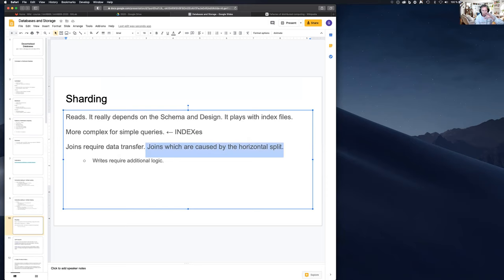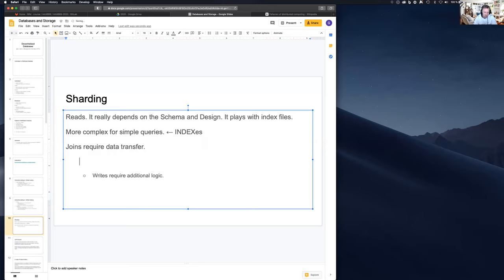And we do have joins because of the horizontal split. So we do two tricks here. One trick, of course, is the same trick, which is to use indexes, kind of a heavier indexing. But we also do one more. Sharding often duplicates data.